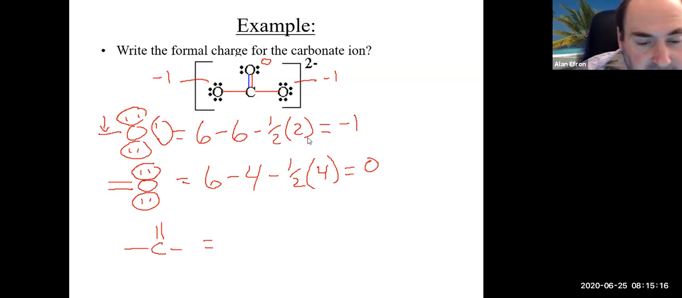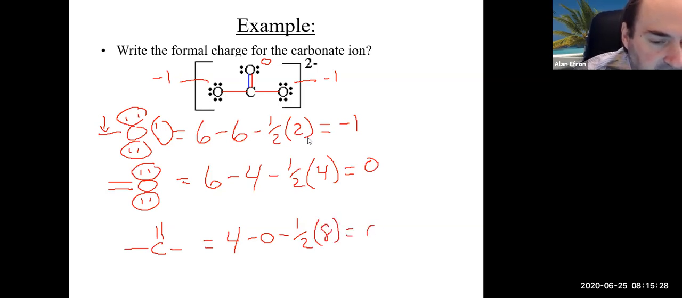Carbon's number of valence electrons, we'll go with 4. Minus, there's no dots, so 0. Minus 1/2 of bonding, which is 2, 4, 6, 8, 2 for each line, gets us 0 as well. So the formal charge here for carbonate: double bonded oxygen 0, carbon 0, the -1 on each of the single bonded oxygens. And by the way, that is really where the -2 comes from in something like carbonate. Again, the 2 oxygens holding a -1 charge each gives you the overall charge of -2.